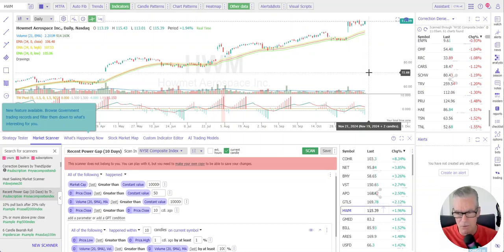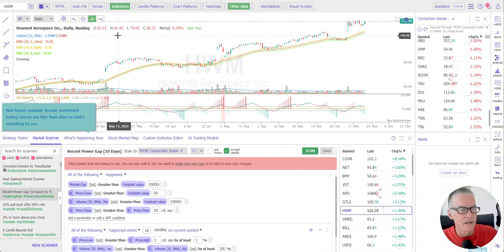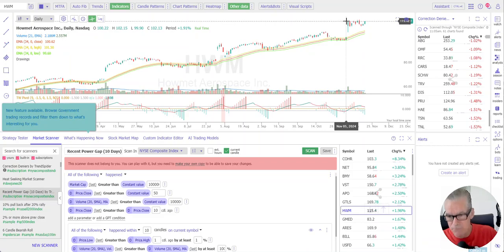I have a couple of tools that I use to do that sort of thing. And your second best bet, if you don't have access to those kinds of tools, is just to buy it down at the range support. So, for example, on HWM, you can see range support is right around 111.50, and current price up here at the top of the range is 115.40.